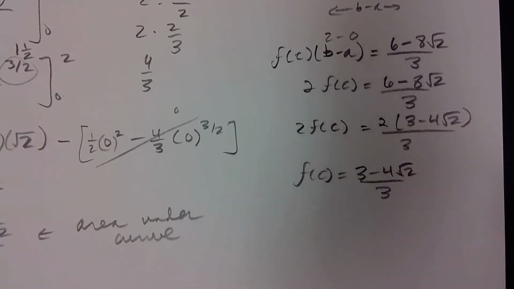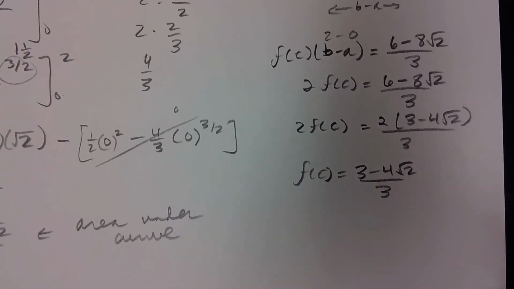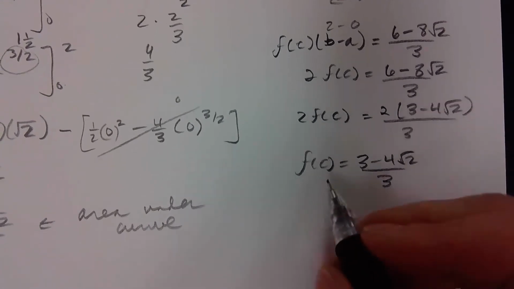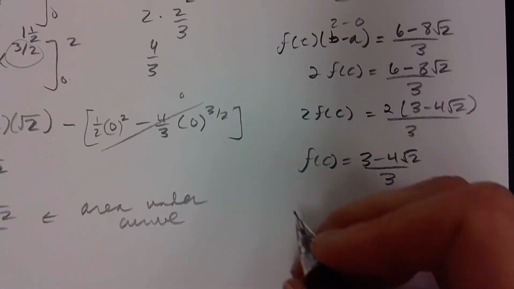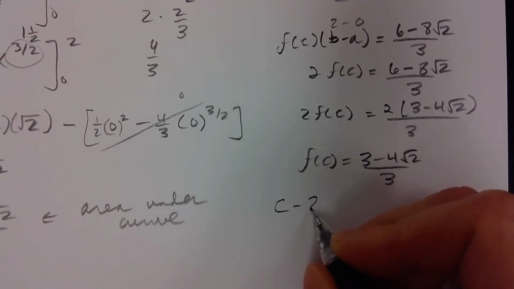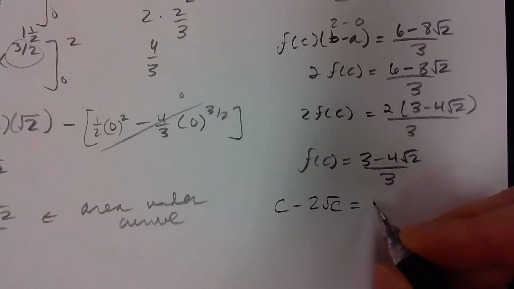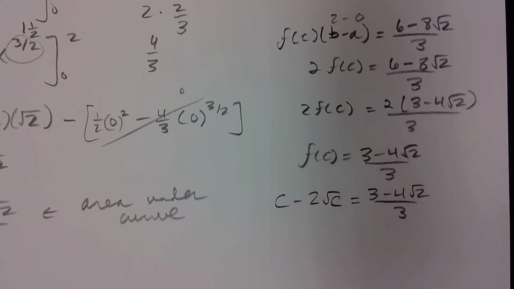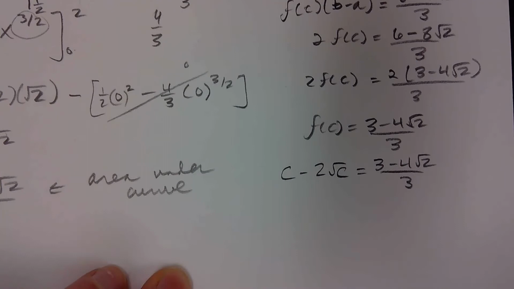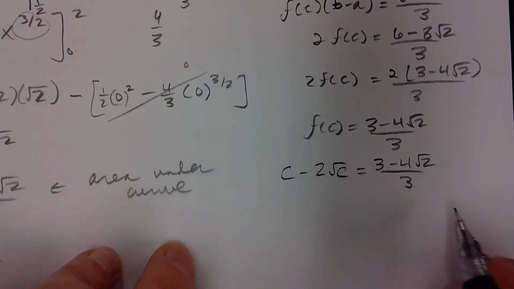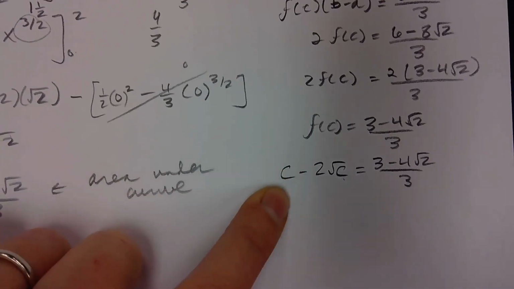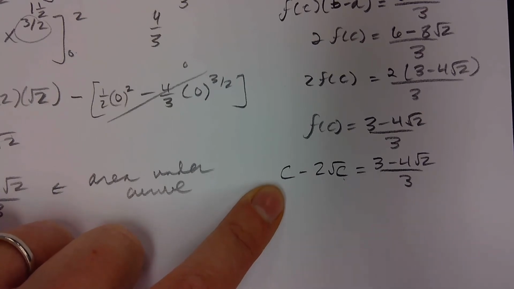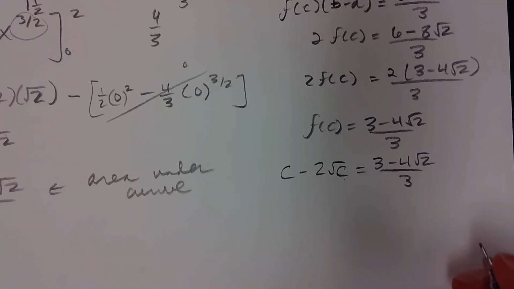So at this point, I need to actually find c. So I'm going to go back and grab that function from the beginning. So let's remember f of x is x minus 2 square roots of x, and I'm going to go ahead and use this. I'll plug c in. So now I'm going to have c minus 2 square roots of c equals 3 minus 4 square roots of 2 all over 3. So this is a really ugly problem, and that's why I'm doing this as a video. So our issue is that we have c in more than one spot, and it's just kind of a mess.